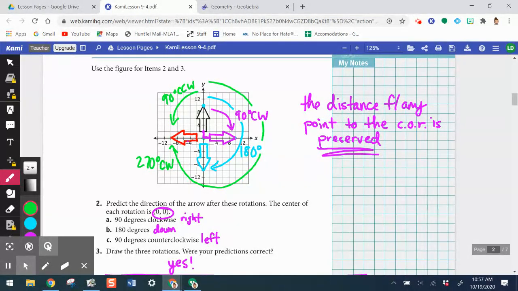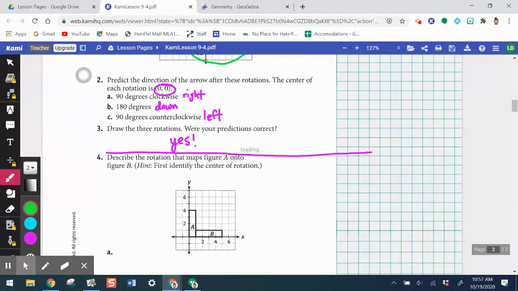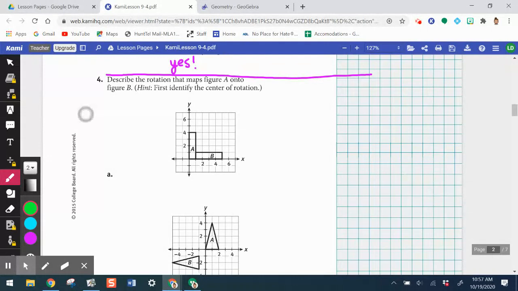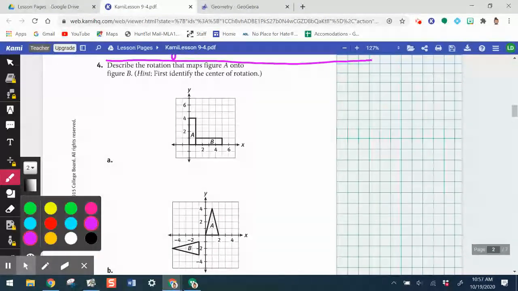So now let's press on to item 4. Recall that we're learning how these rotations affect figures. We're learning specific distances, in this case, directions. We're learning what the center of rotation does and how important it really is. So let's move on to item 4. It says, describe the rotation that maps figure A onto figure B. And it gave you a hint. First, identify the center of rotation. So I actually want 2 things here.